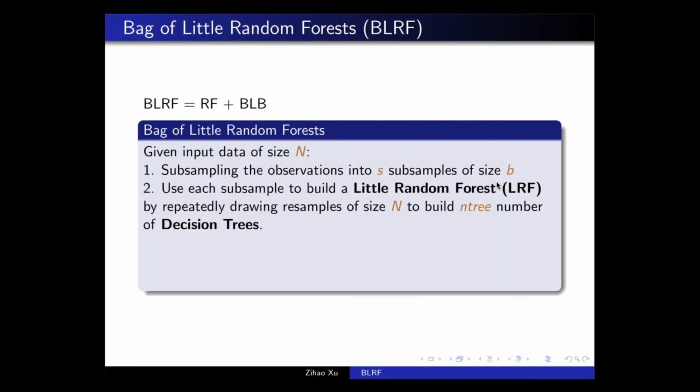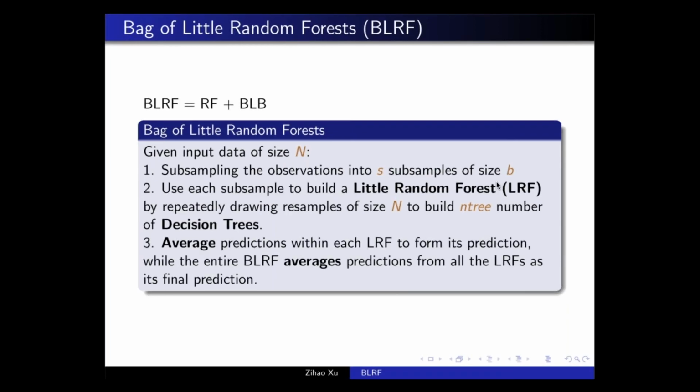And then using each subsample, we build what's called a little random forest by repeatedly drawing resamples of size n to build n-tree number of decision trees. And finally, we average the predictions within each little random forest to form its predictions. And finally, the entire algorithm averages the predictions from all of the little random forests.